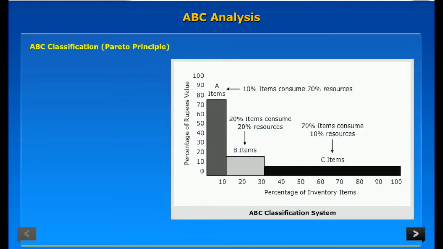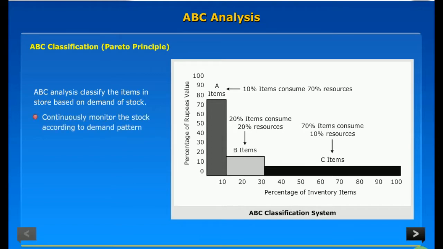ABC analysis. ABC classification, Pareto principle. ABC analysis classifies the items in store based on demand of stock. Continuously monitor the stock according to demand pattern. Classify the items into different categories. Apply selective control on selected categories of items.